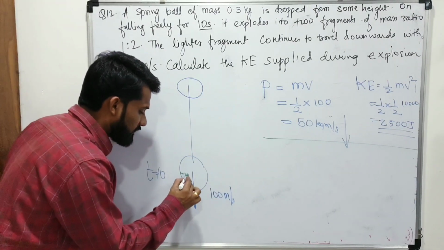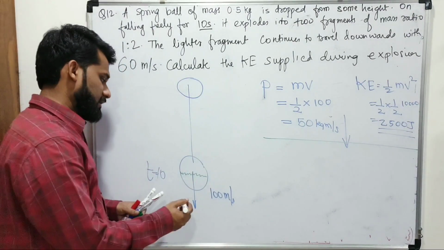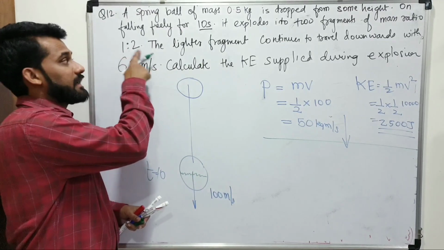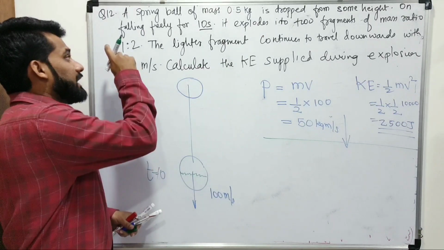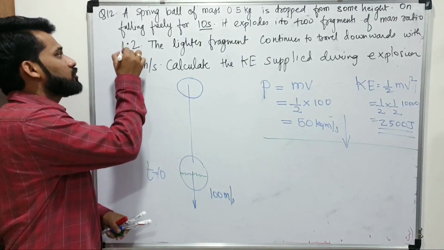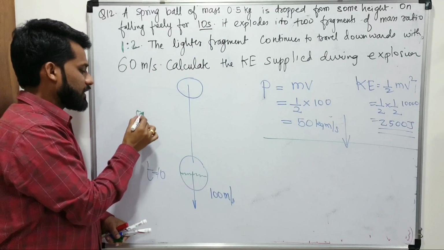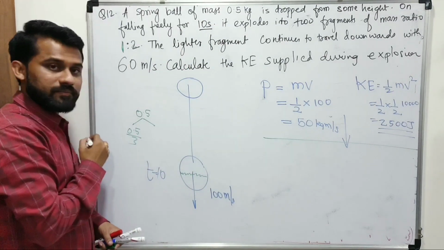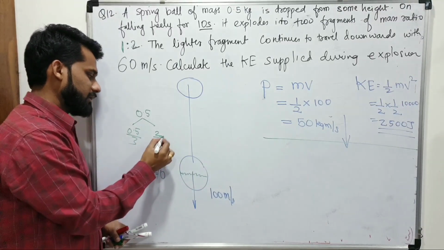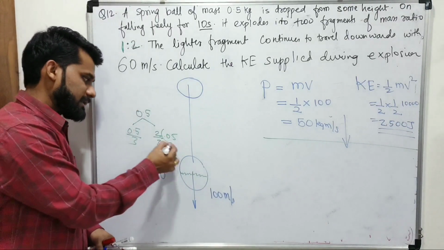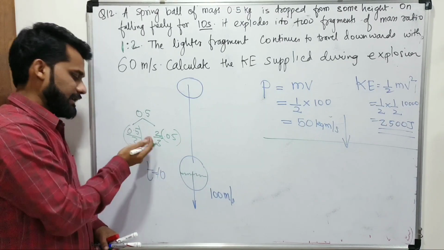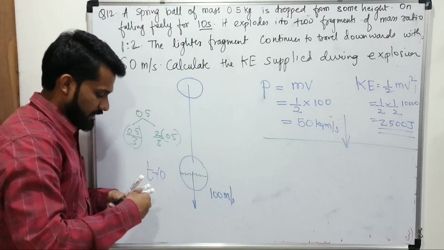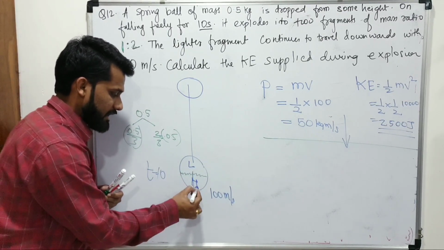Now after 10 seconds, the explosion takes place. In the explosion, two masses are present, a lighter one and a heavier one. The ratio is given. What will be the mass of the lighter one? See, 1:2 ratio, right? So 0.5 kg, if we split it in 1:2, this will become 0.5 by 3, that is 1/3, and this will be 2/3. The 2/3 mass is for the heavier particle, and this is the lighter particle, 0.5 by 3.